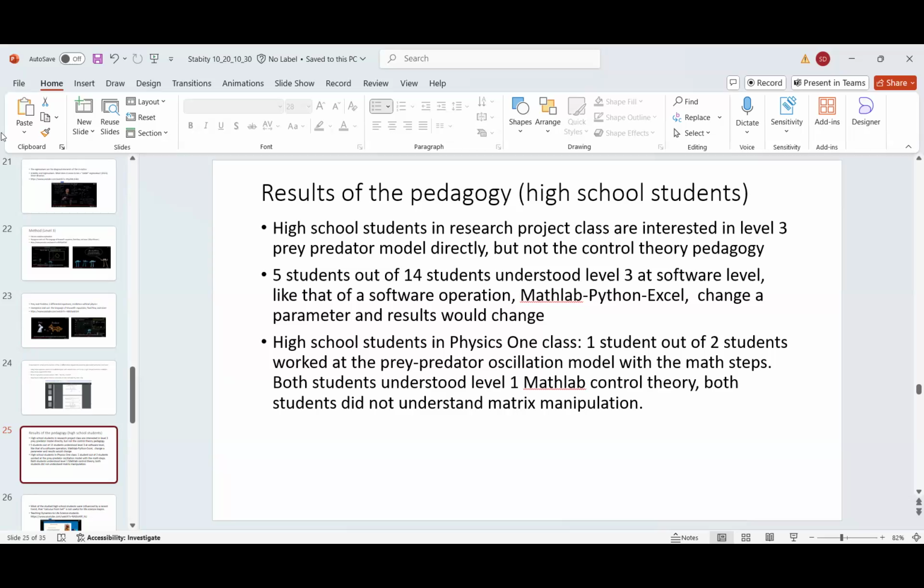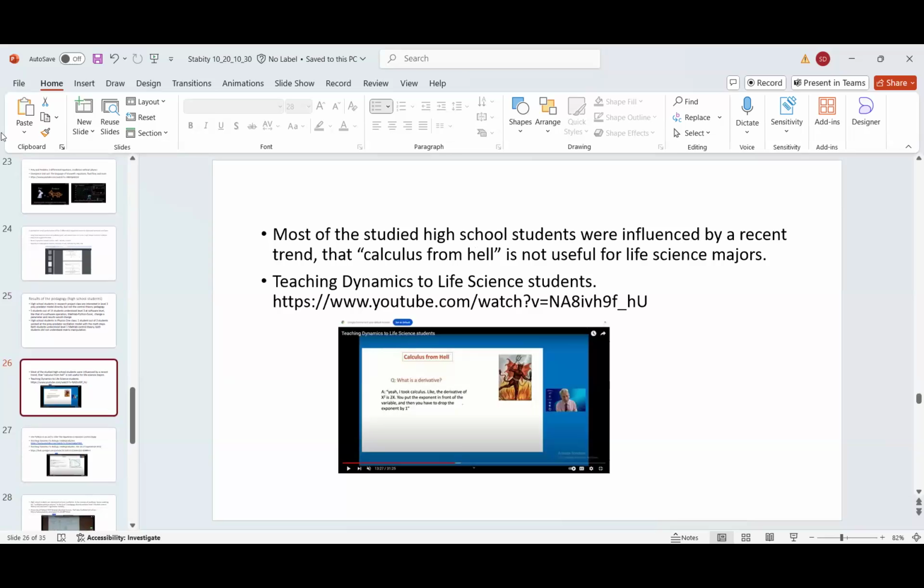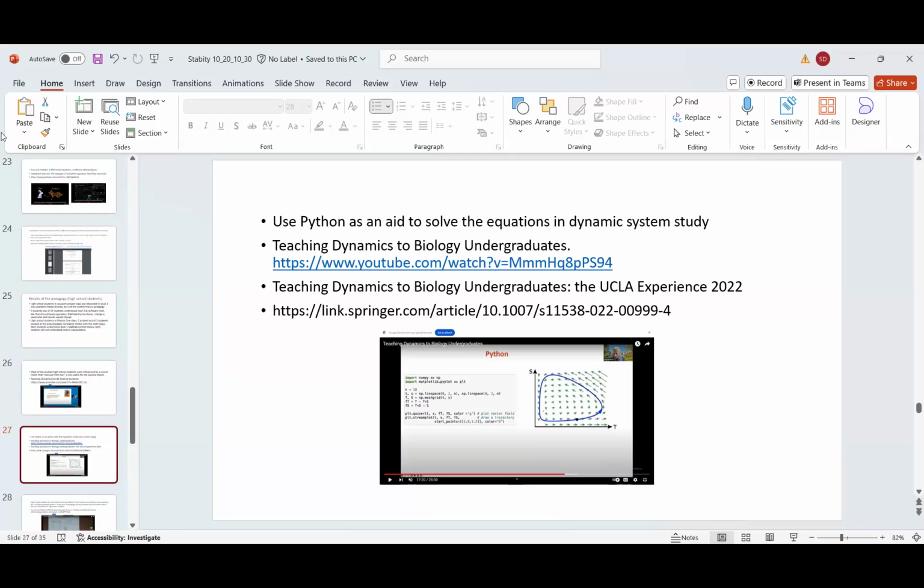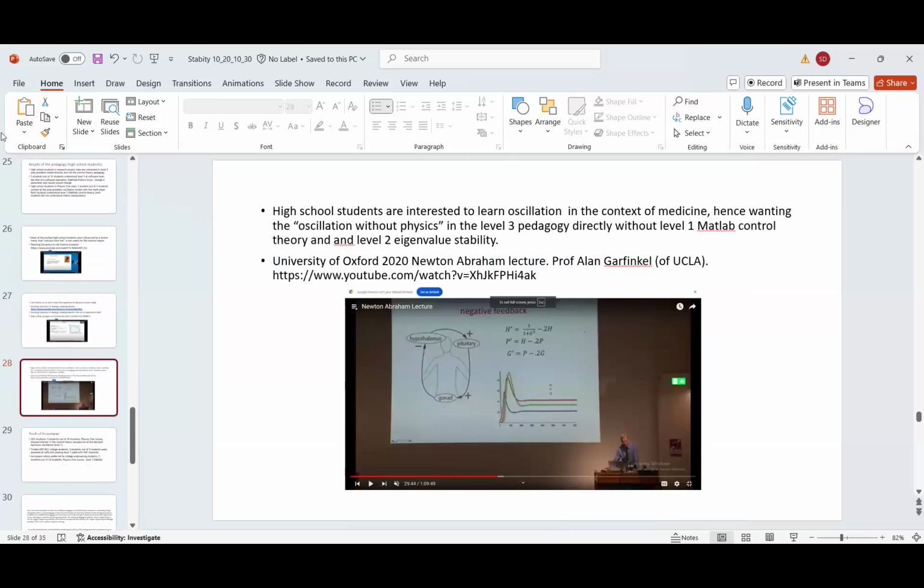High school students in a physics 1 class, 2 students worked on the predator-prey model, oscillation model with math steps. Both students understood the level 1 MATLAB control theory, and they did not understand the matrix manipulation. And most of the high school students were influenced by the trend of the Calculus from Hell video, you can see here. And they also used Python as an aid to the equations of the dynamic system study.